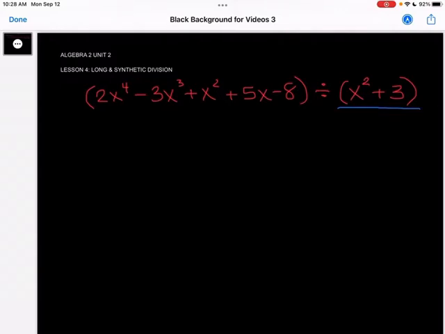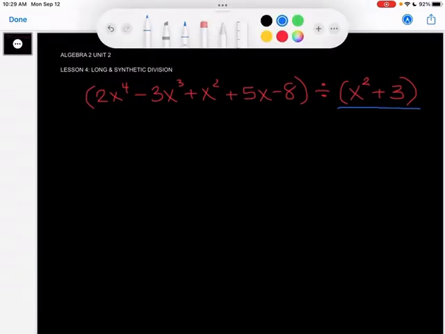Now, you could not use synthetic division in this case if any of the terms in your binomial or trinomial, whatever you're dividing by, are higher than 1. You can't have more than just x to the first. It has to be a linear factor, something like x plus 3. If it's not a linear factor, like here, where we have an x squared, that's quadratic. So since we're dividing by a quadratic factor, we have to do long division.